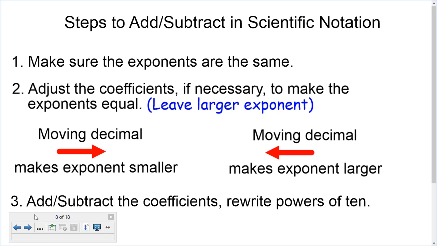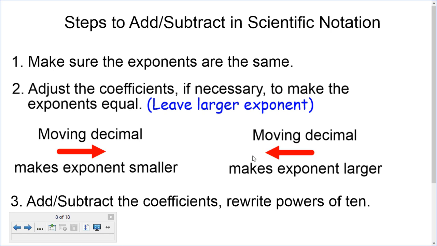As a rule, we leave the larger exponent alone and deal with the smaller exponent. We're adjusting that to make it equal. So by doing that, we're going to have to move the decimal point of the coefficient. If we move the decimal point to the right, that's going to increase the value of the coefficient, and that has a reverse effect on the exponent. It makes the exponent smaller. Whereas if we move the decimal point to the left, that's going to decrease the value of the coefficient, and that's going to make the value of the exponent larger.